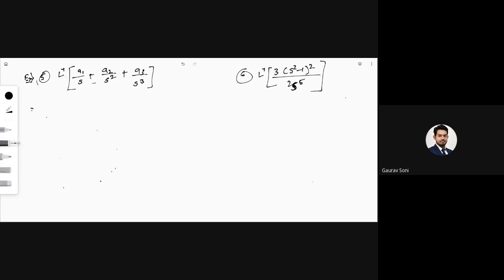So Laplace inverse separates over addition. You can take out the constant. So I will have a1 Laplace inverse of 1 by s plus a2 Laplace inverse of 1 by s square plus a3 Laplace inverse of 1 upon s cubed.